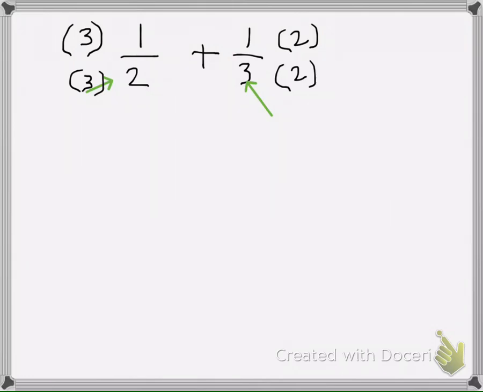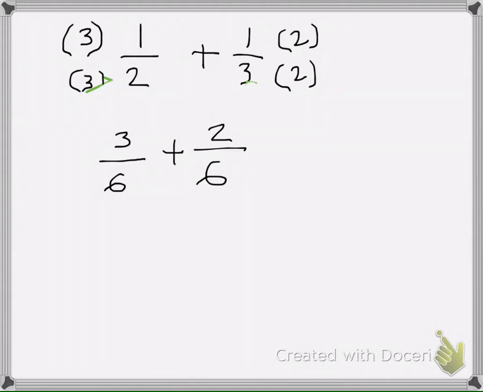The reason why I multiply both the top and the bottom is because 3 over 6 is still equivalent to 1/2. 3 over 6 in simplest form is 1/2, and 2 over 6 simplified is 1/3. So these new fractions that I have are still equivalent to the old ones. I haven't changed anything, so this is an okay thing to do in math.